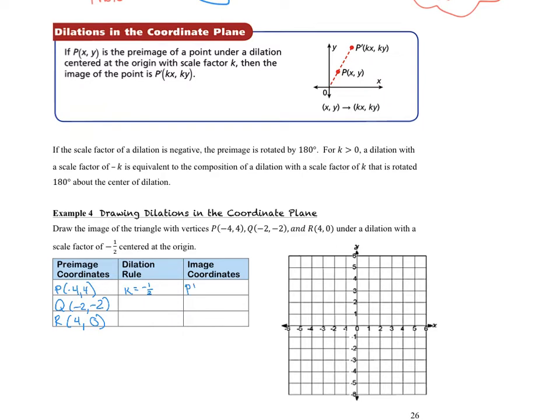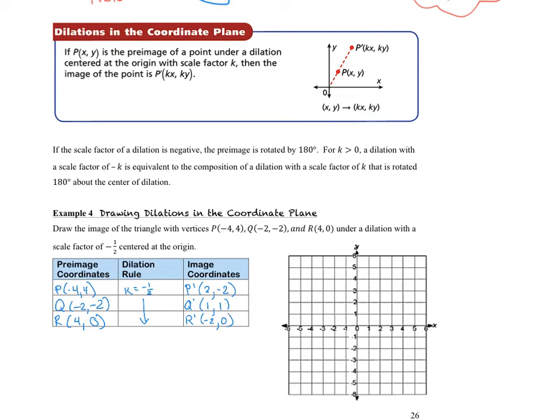So P prime, -4 times -1/2, well, I know it's going to be positive because it's 2 negatives, and then half of 4 is 2. And then for the 4 times -1/2, that's 1 negative, so it's going to be negative, and half of 4 is 2. Now Q prime, same thing, I'm multiplying by -1/2 again. So -2 times -1/2 is going to be positive, half of 2 is 1. So 1, 1. And then R prime, half of 4 is 2, but it was a negative, 1 negative, and then 0 times anything is 0.